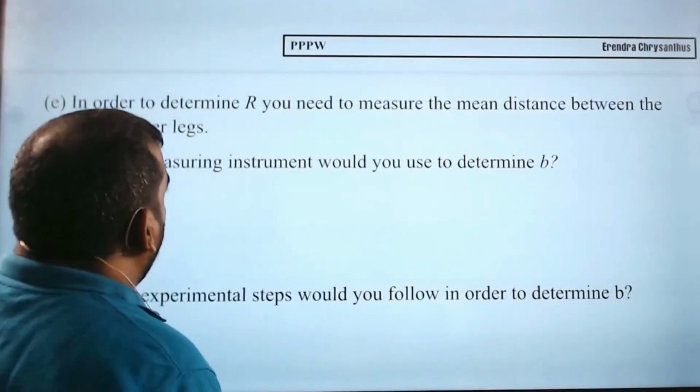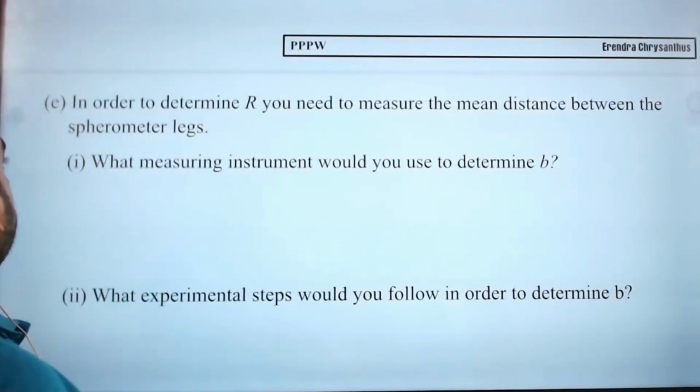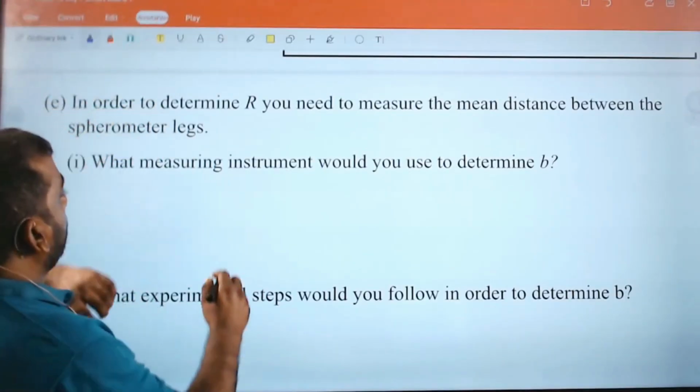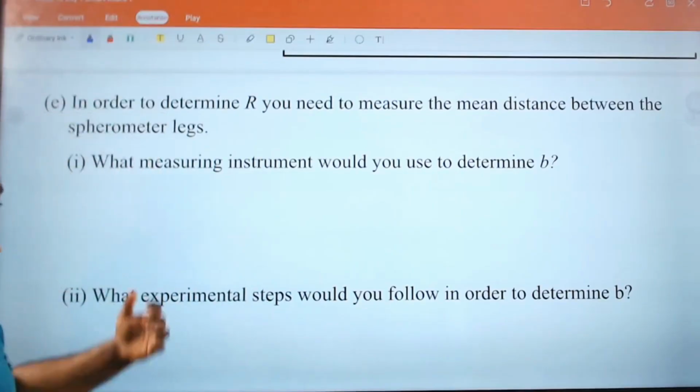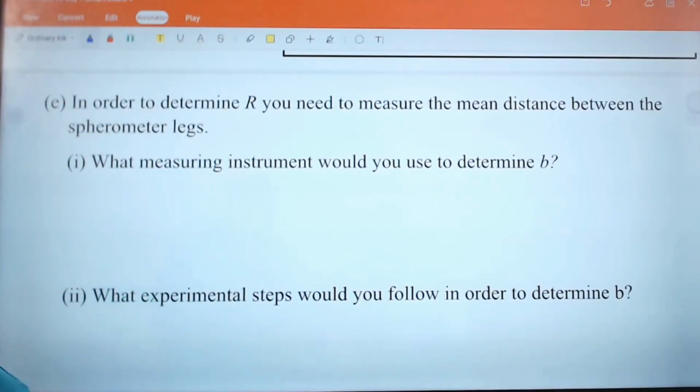In order to find R, you need to measure the mean distance between the spherometer legs. What measuring instrument would you use? So B, the meter ruler can be used. Or a half meter ruler is also okay generally.